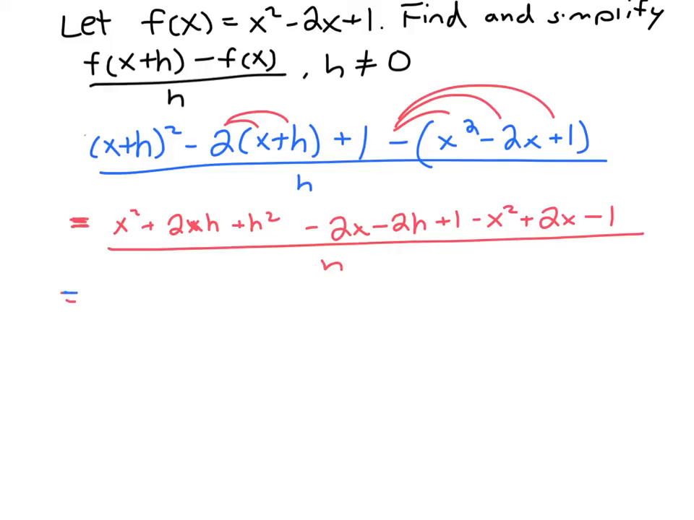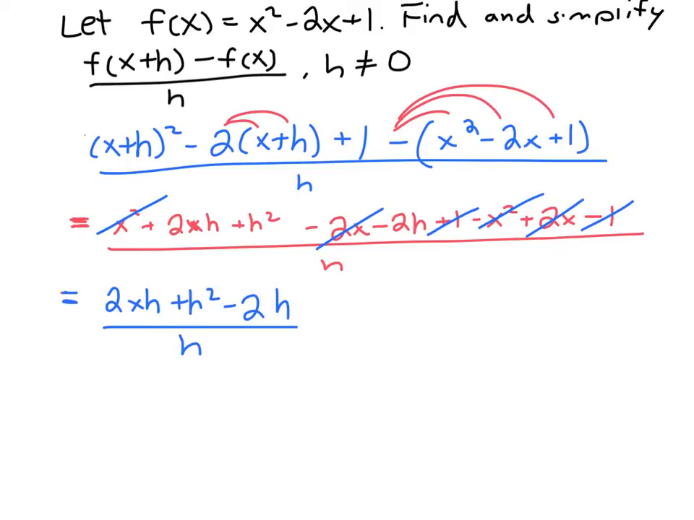I'll write the next step in a different color. Okay, so let's see here. Things start to cancel. This cancels, right? That one's positive and that one's negative, so those two cancel. The positive 1 and the negative 1 cancel. The 2x and the negative 2x cancel. That's about it, I think. So I'm left with 2xh plus h squared, minus 2h, all that divided by h.